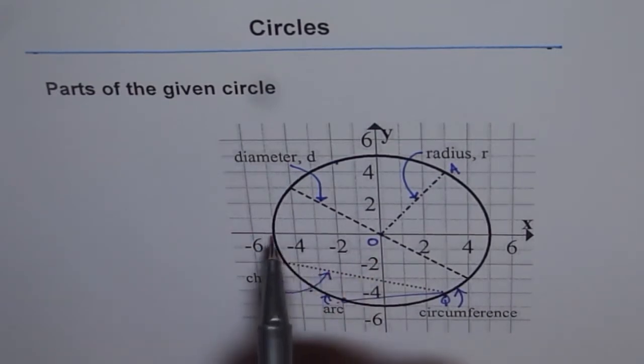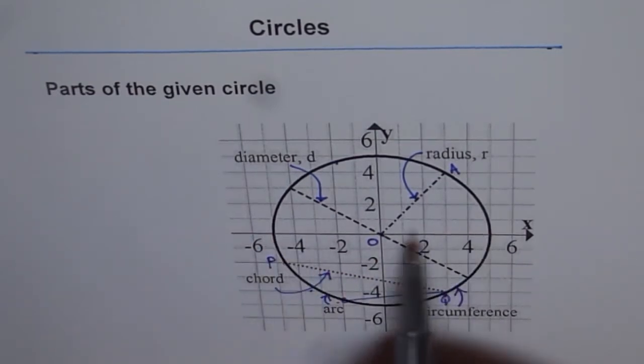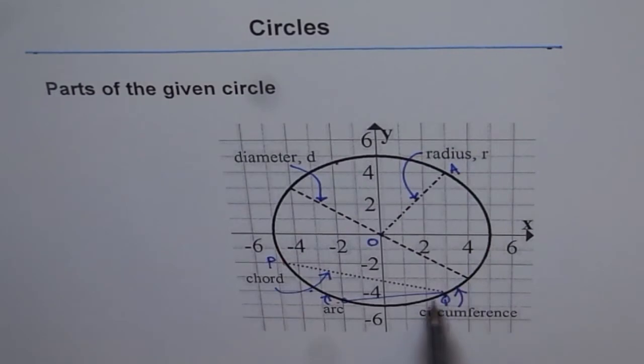If I consider the diameter as my chord, then we have semicircles. Half of the circle is called a semicircle, and those arcs will both be of the same length. So that is how we can see some parts of a circle. I hope you understand and appreciate, and we are going to use these terms again and again to do most of the problems relating to circles.